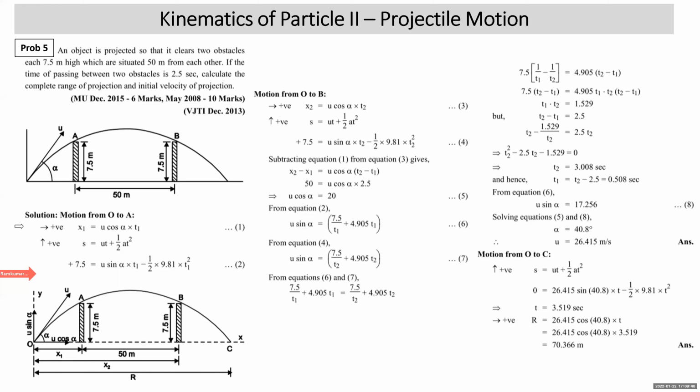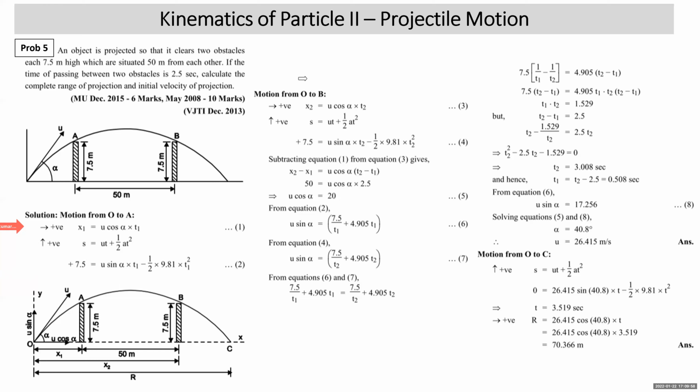O to A. Horizontal displacement is x1 is equal to u cos alpha into t1. Vertical motion: s is equal to ut plus half a t square. Point A is above O, so plus 7.5 is the s. Initial vertical component is u sin alpha into t1 minus half g into t1 square.